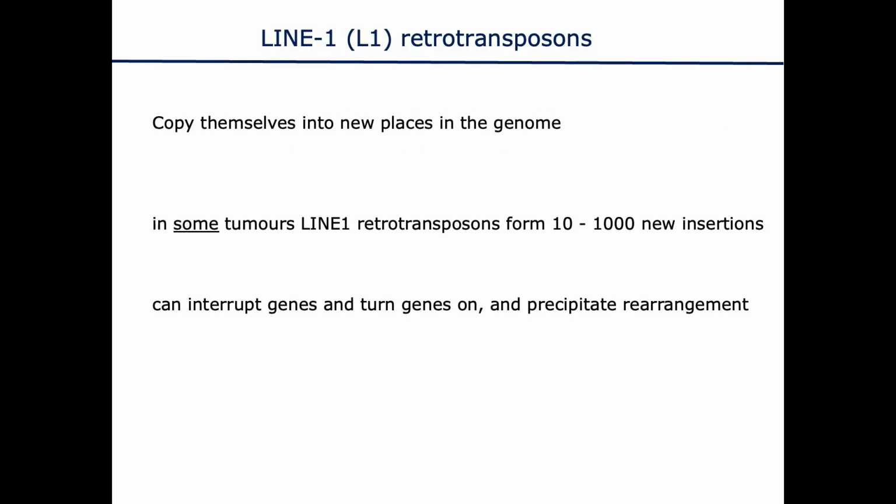Finally, there's the LINE-1 retrotransposons, which in human cancers are the most important kind of mobile element or transposon. They copy themselves into new places in the genome, and in some tumours, LINE-1 retrotransposons form 10 to 1,000 new insertions, some of which will create DNA rearrangements, some will interrupt genes, some may turn genes on. We don't have very many examples yet, but they clearly can be significant, and there are a couple of cases known where a LINE-1 retrotransposon has mutated the APC gene in colon cancer, for example.